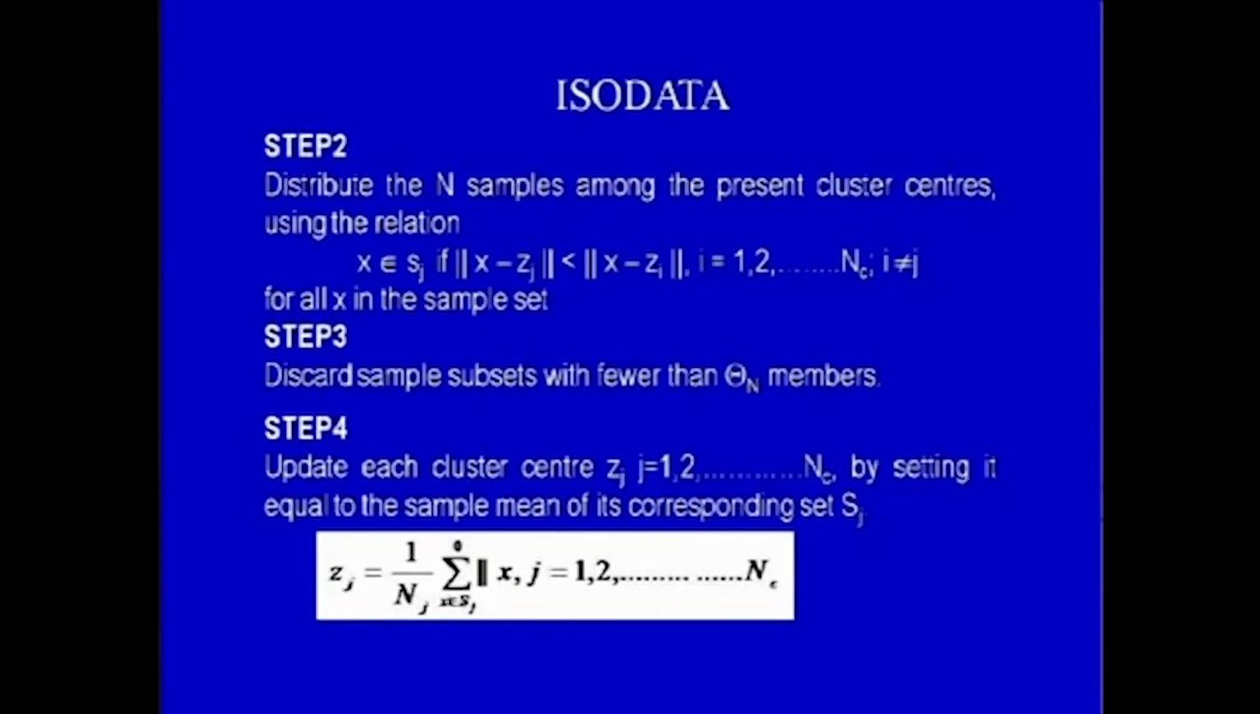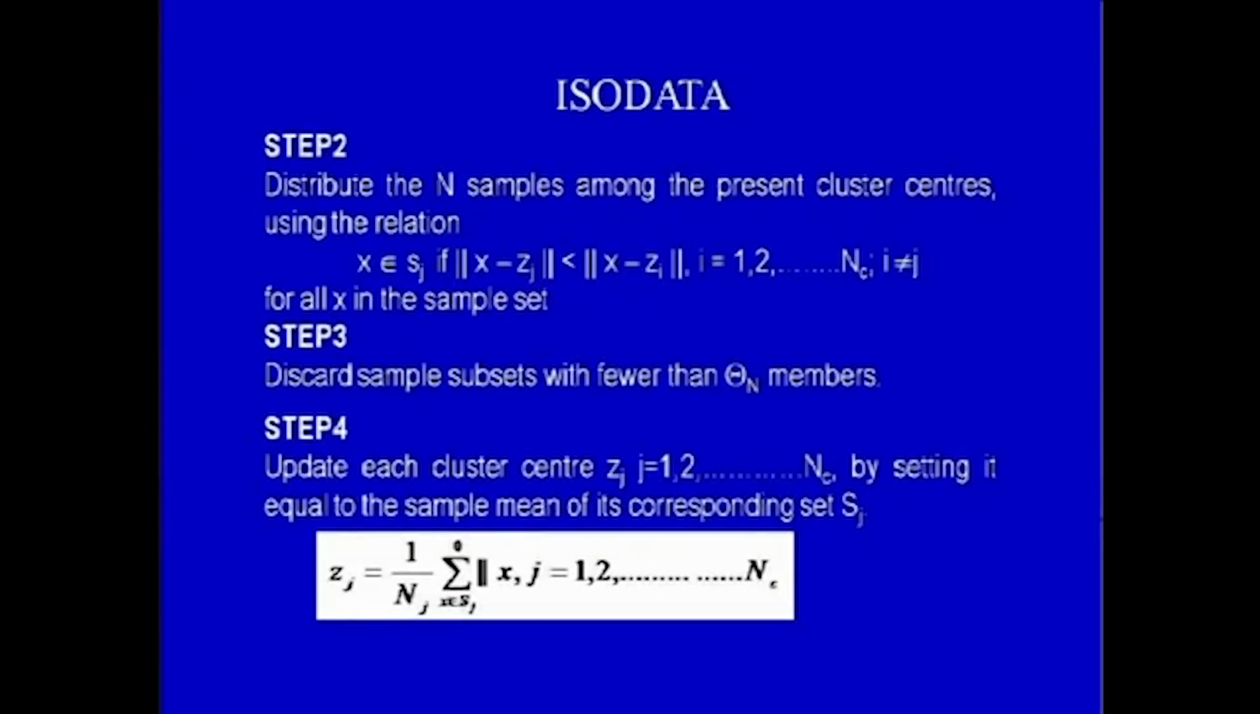The next step is to distribute the n samples among the present clusters using the relationship that x is contained within S j if and only if the modulus of x minus z j is less than the modulus of x minus z i for i equal to 1 to n c, where i is not equal to j, for all x in the sample data. That is to say that we are now into the process of building the cluster centers based on the information provided at step 1.